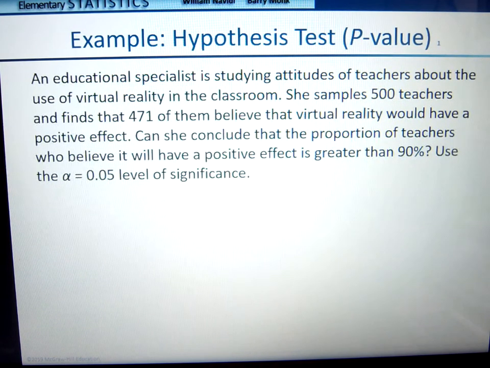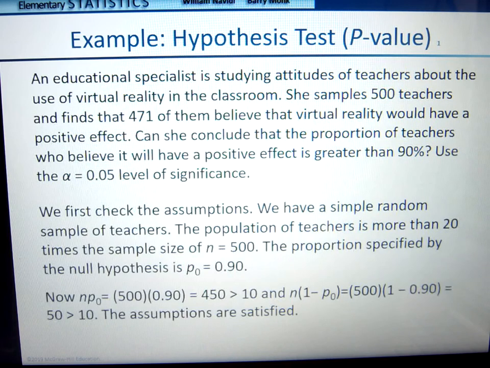So here we are with the virtual reality example again. Can she conclude that the proportion of teachers who believe it will have a positive effect is greater than 90%? Let's use a 0.05 level of significance. We check the assumptions. We see that we have a simple random sample. We see that the population of teachers is more than 20 times the sample size. So the proportion specified by the null hypothesis is p equals 0.90. That's the 90% that we're saying have a positive effect.